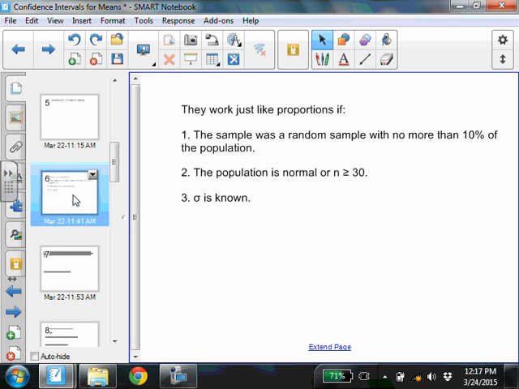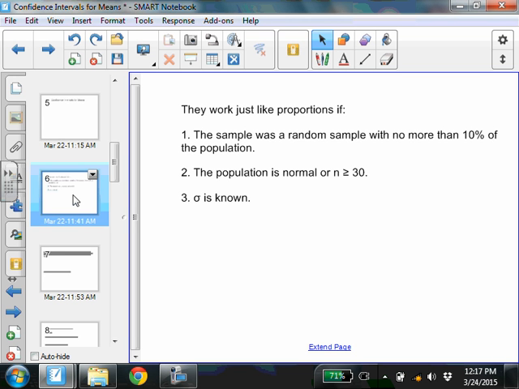The population needs to be normal, or the number of people that we choose to sample needs to be greater than or equal to 30. And sigma is known. What is sigma? The standard deviation of what? The population. That's right. So what this is saying is that the population standard deviation has to be known.